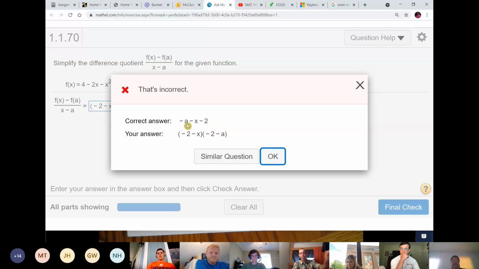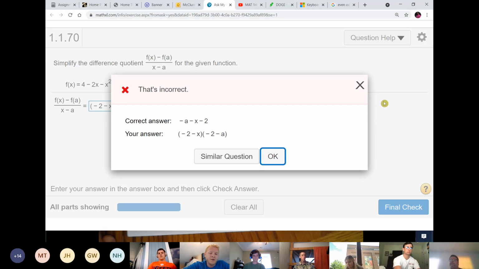I don't know if they use the FOIL method. Let's see, negative 2. I don't understand how they're getting a negative 2. I did this problem with the other class, and I must be missing something because I'm getting negative a. They got negative a, negative x, but the negative 2 either is going to cancel out or it's going to be a negative 4. But I can't figure out how they're getting that negative 2.